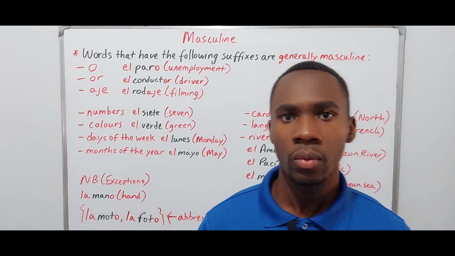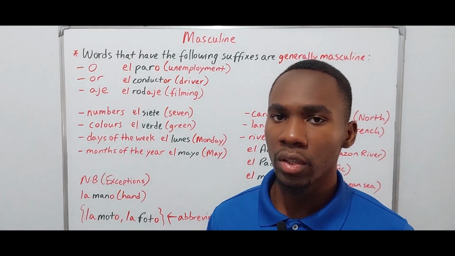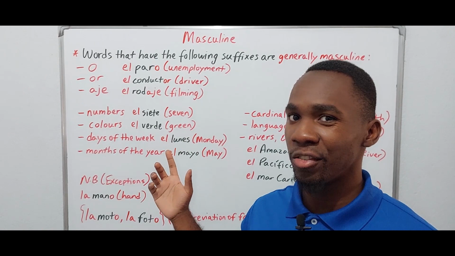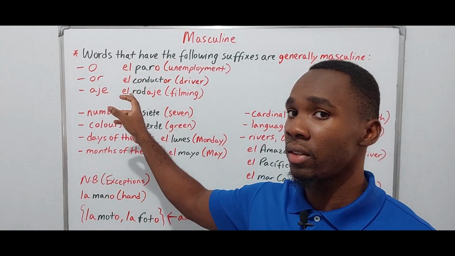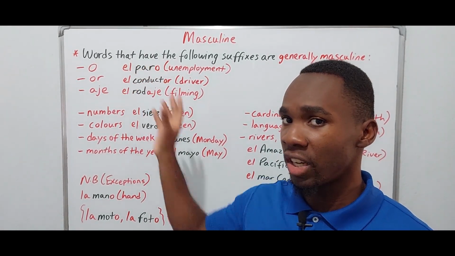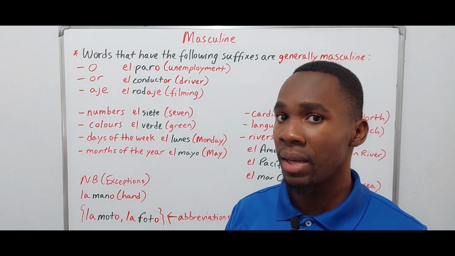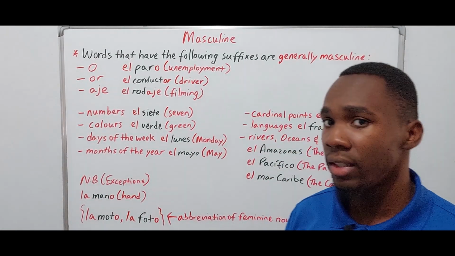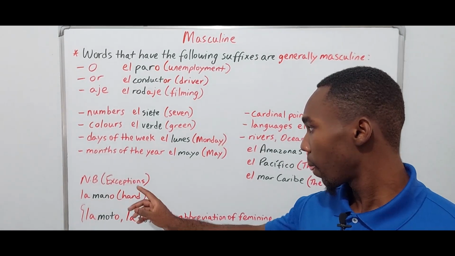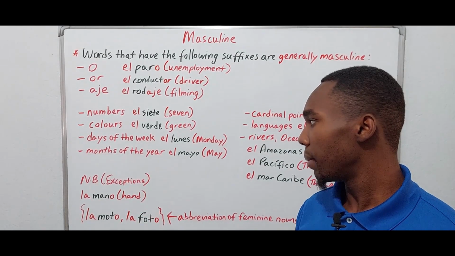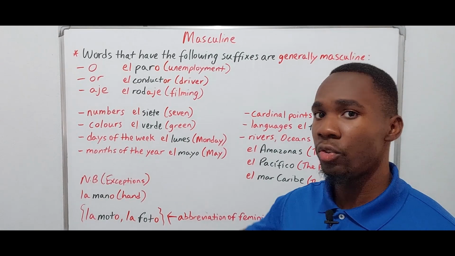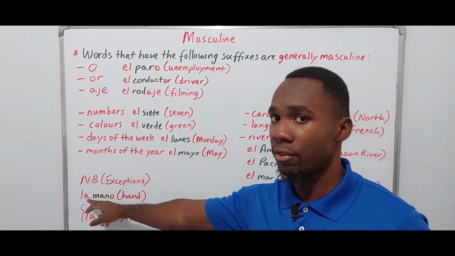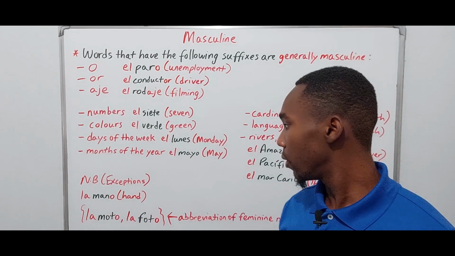Now, I told you earlier that these are general, especially when it comes to the suffixes. Those are general because there are many exceptions to the rule. Okay? So let's see some of these exceptions. La mano, hand. You see mano ends in o, but it's feminine. And of course that's the feminine article, la, which we'll get to.